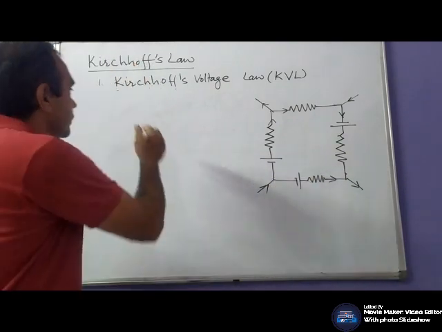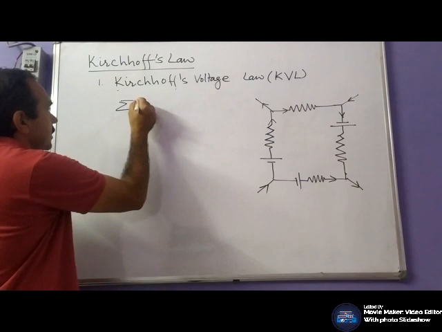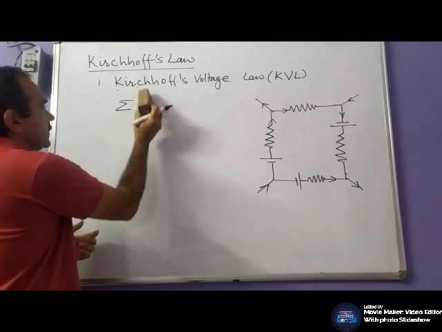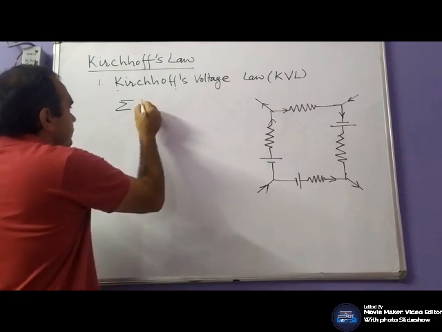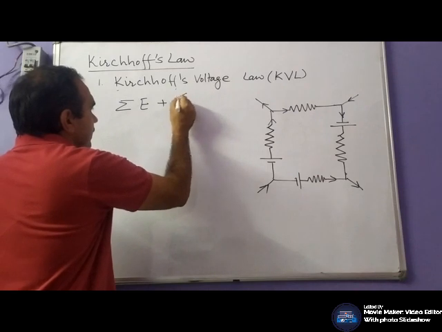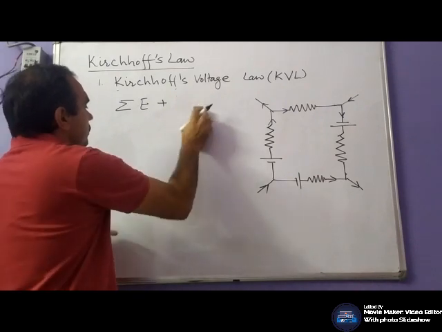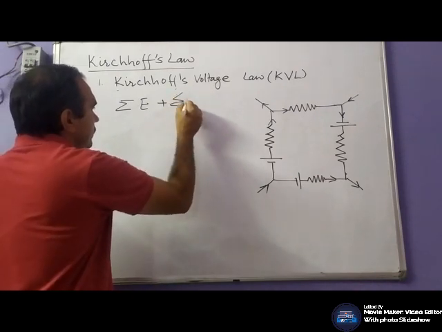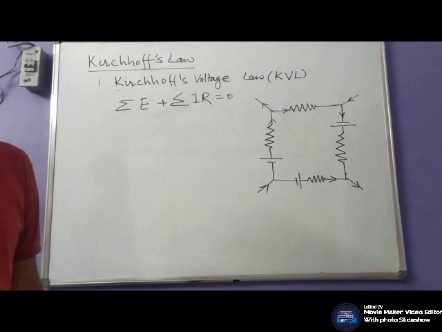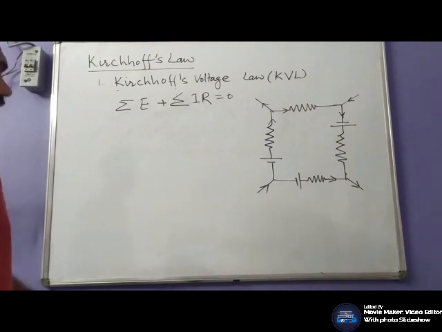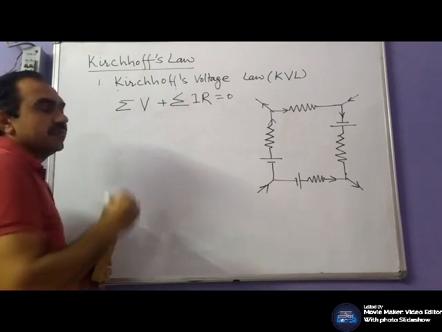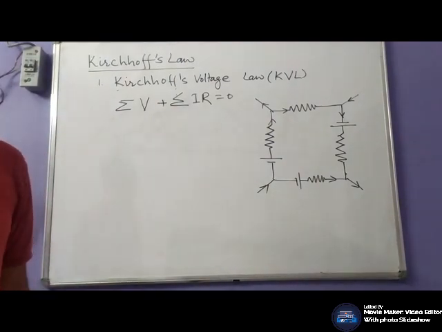Algebraic sum of EMF or E plus algebraic sum of voltage drop is 0. E represent कर दीजिए. If you mention here V, you write it.